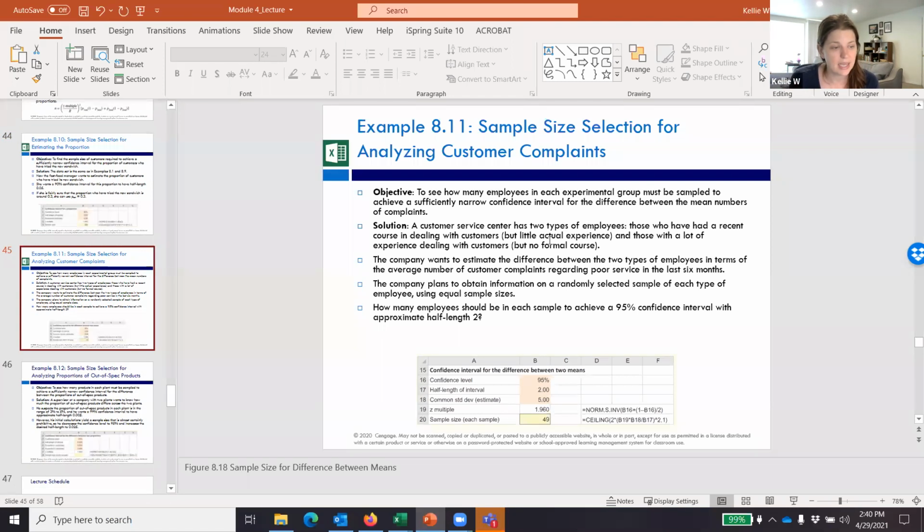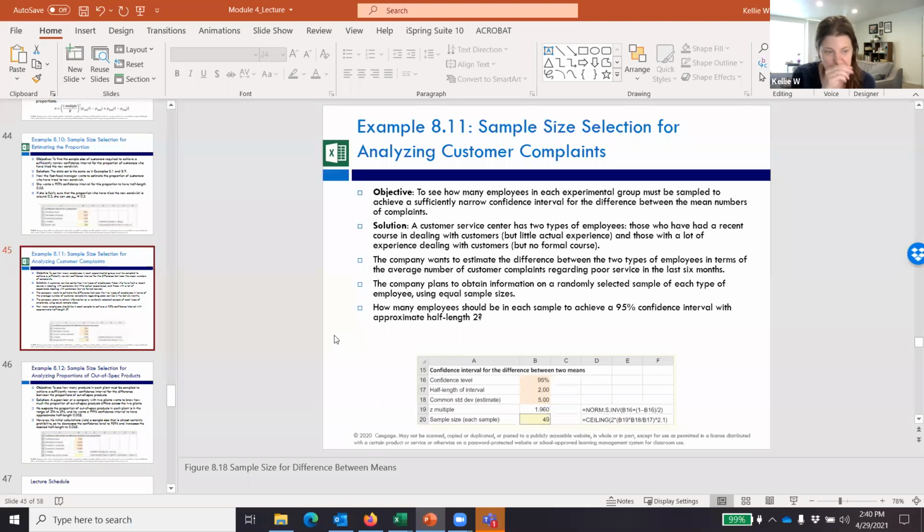So let's say instead, we want to see how many employees in each experimental group must be sampled to achieve a sufficiently narrow confidence interval for the difference between the mean number of complaints. So a customer service center has two types of employees: those who've had a recent course in dealing with customers, and those who have a lot of experience but no formal training.